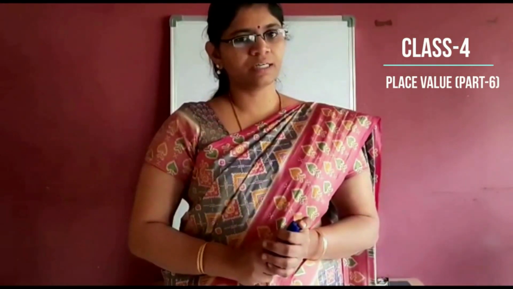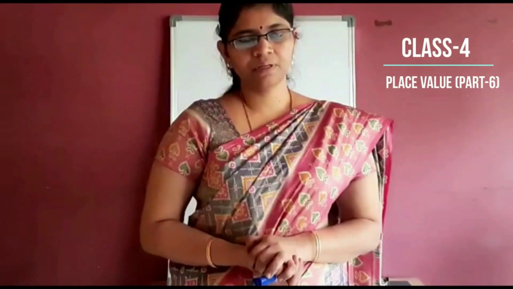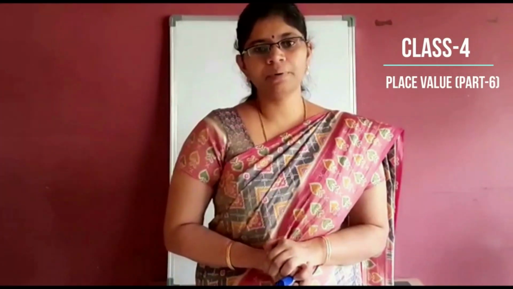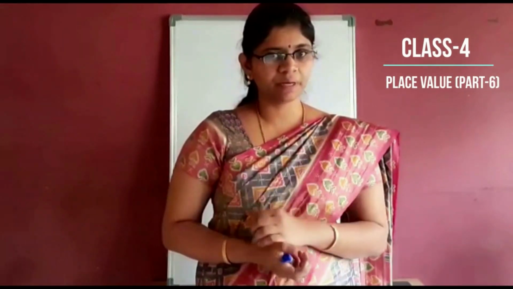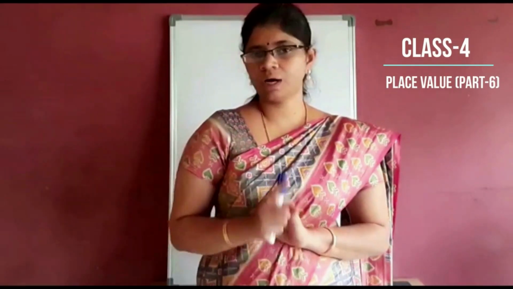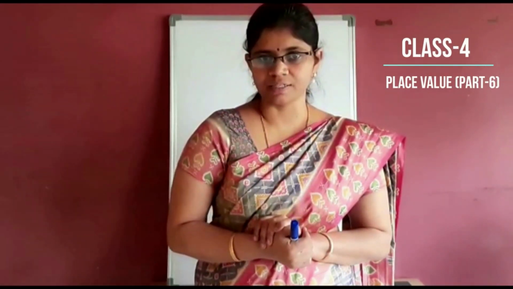Revise what we have learned earlier in our previous classes. So children, if I give you a number 373, which digit is there in hundreds place? Yes, it is 3. And there is only one correct answer for the question which I have asked.